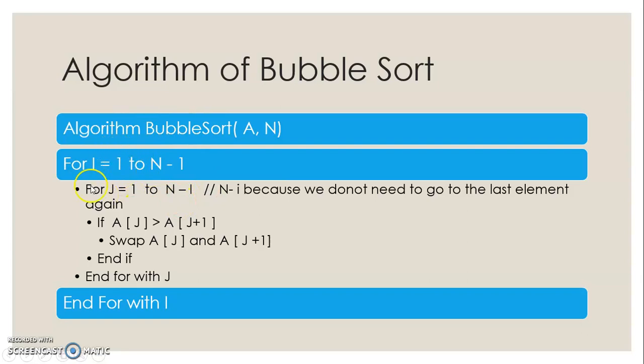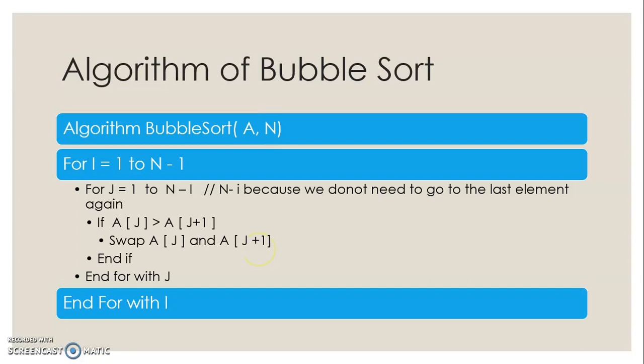And within these 2 loops, we have the statement: if a of j is more than a of j plus 1, then swap a of j with a of j plus 1. That is, you move the larger element to a of j plus 1. So the algorithm is very simple.